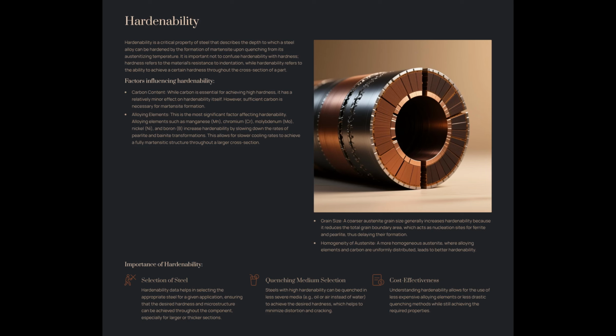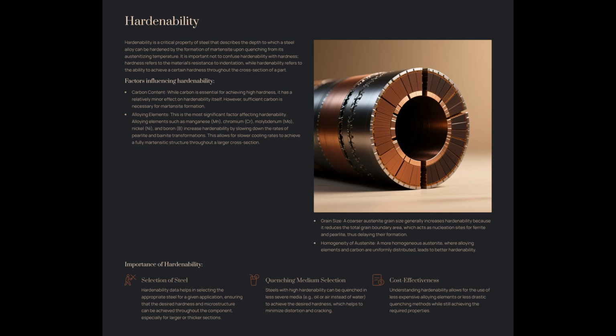Alloying elements such as manganese, Mn, chromium, Cr, molybdenum, nickel, Ni, and boron, B, increase hardenability by slowing down the rates of pearlite and bainite transformations. This allows for slower cooling rates to achieve a fully martensitic structure throughout a larger cross-section. Grain size. A coarser austenite grain size generally increases hardenability because it reduces the total grain boundary area, which acts as nucleation sites for ferrite and pearlite, thus delaying their formation.